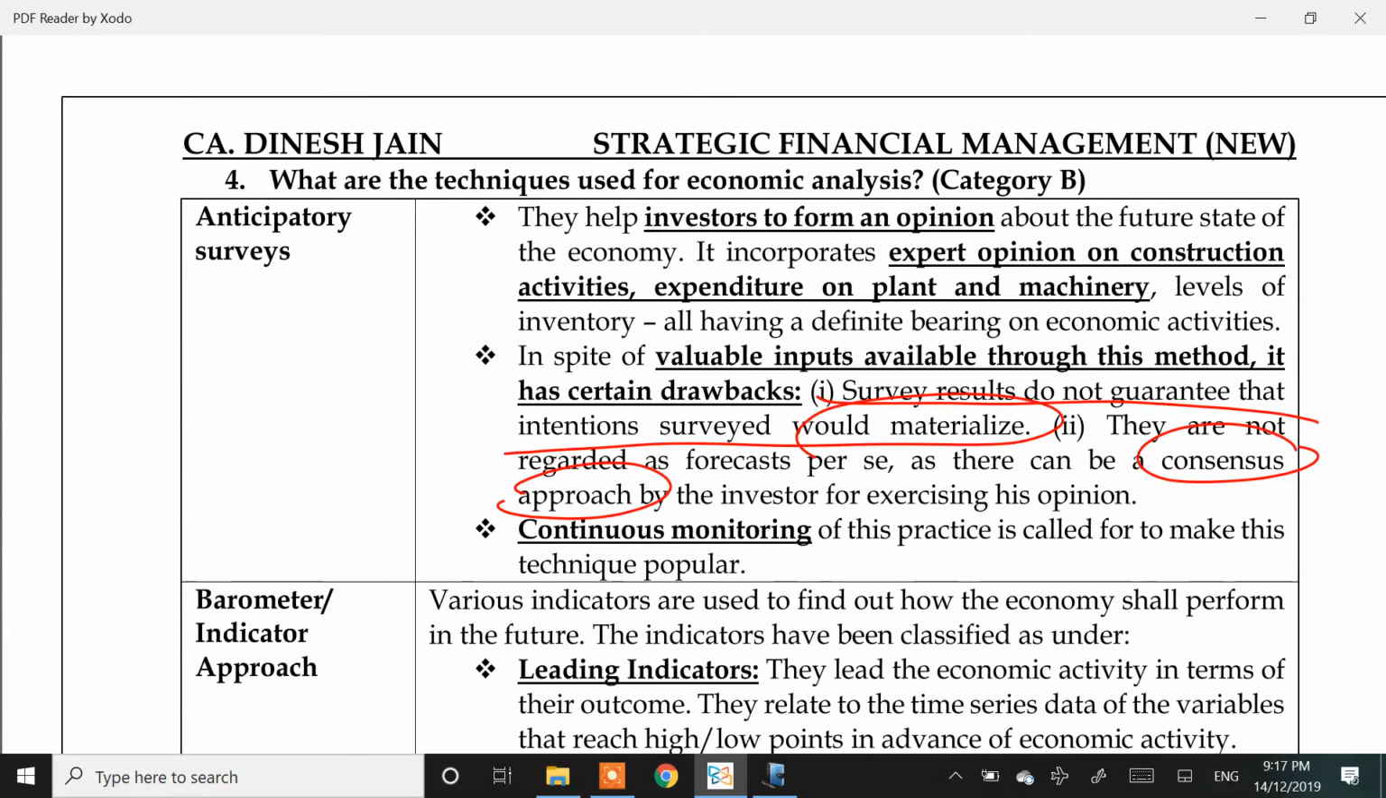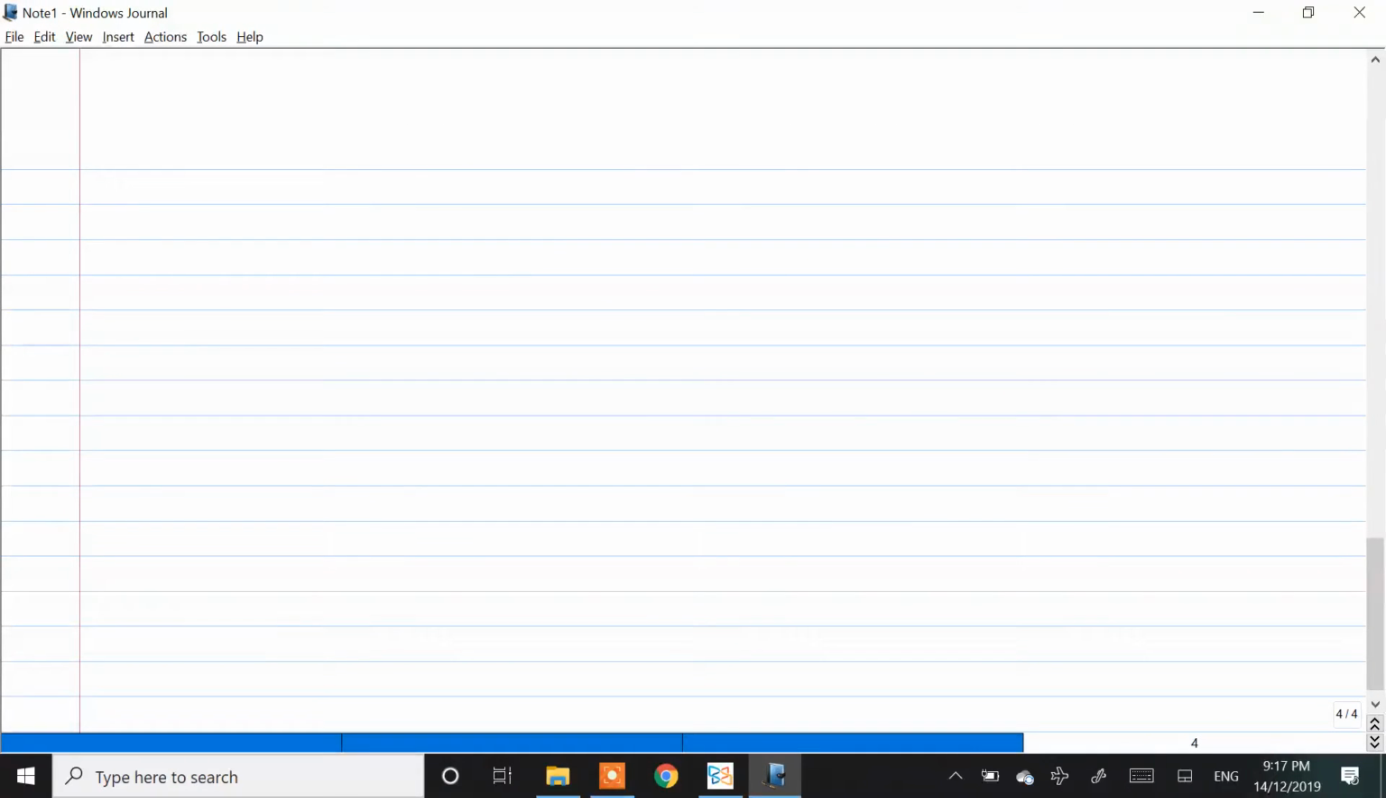This works with three things. One is leading indicators. I have this. Then I have coincidental indicators.